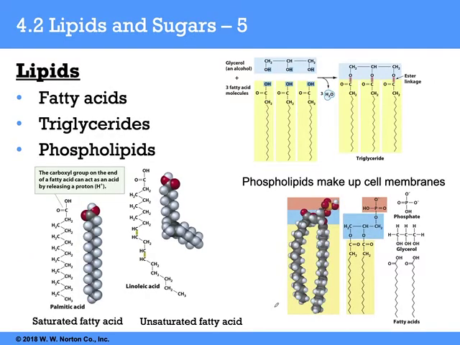Okay, so our first topic is lipids. Lipids get their name from the fact that they're mostly nonpolar, meaning they're greasy or oily. All right, and so they like to be with each other. Okay, the components of triglycerides are fatty acids and glycerol.